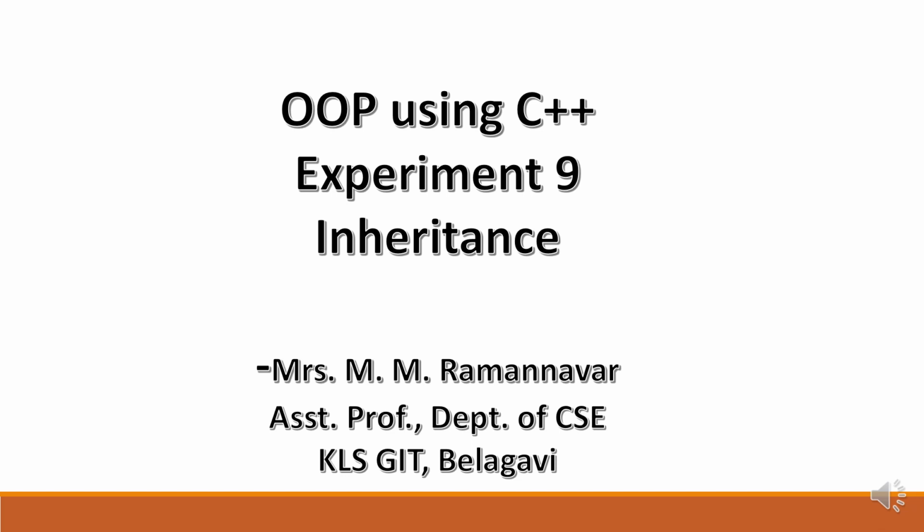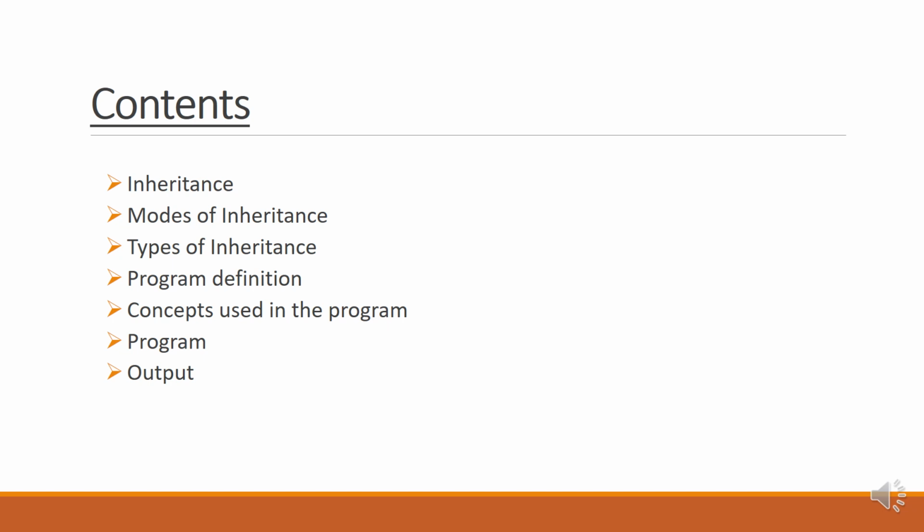In this session, we shall be dealing with experiment 9 that is based on the concept of inheritance. The session is organized as follows. We shall first cover some basic background as to what is inheritance, what are the modes of inheritance and its types. We shall see the program definition, the concepts that are used, the actual program and the output.